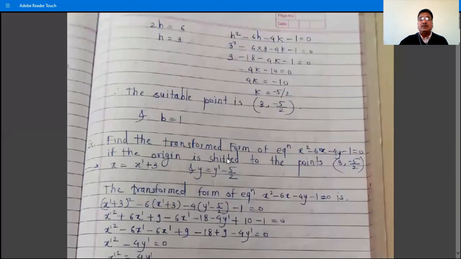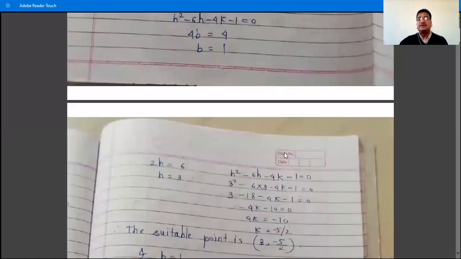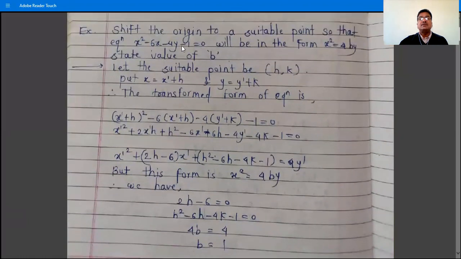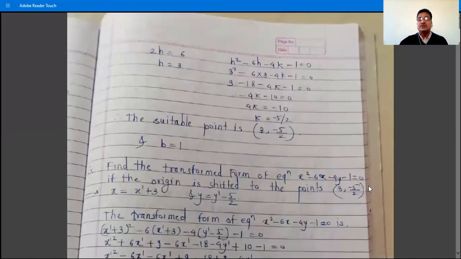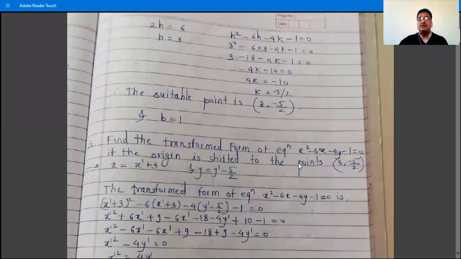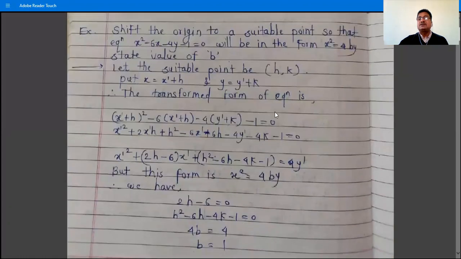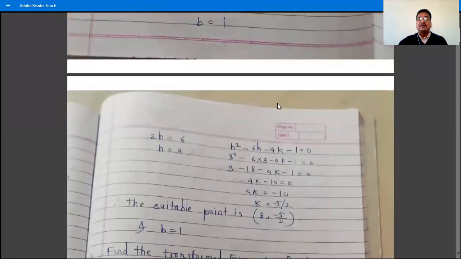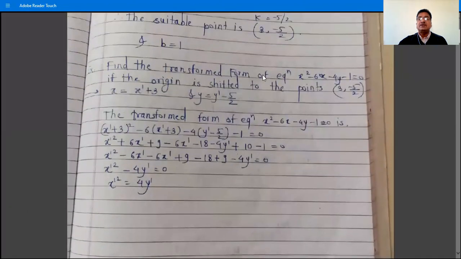So if you solve the question like this: find the transformed form of the same equation, x square minus 6x minus 4y minus 1 is equal to 0, if the origin is shifted to the point (3, minus 5 by 2), then what do we have as the answer? x square is equal to 4y, because b is 1. So if we solve this example, that is, find the transformed form of this equation if the origin is shifted to this point (3, minus 5 by 2), what is the transformed form of the given equation?